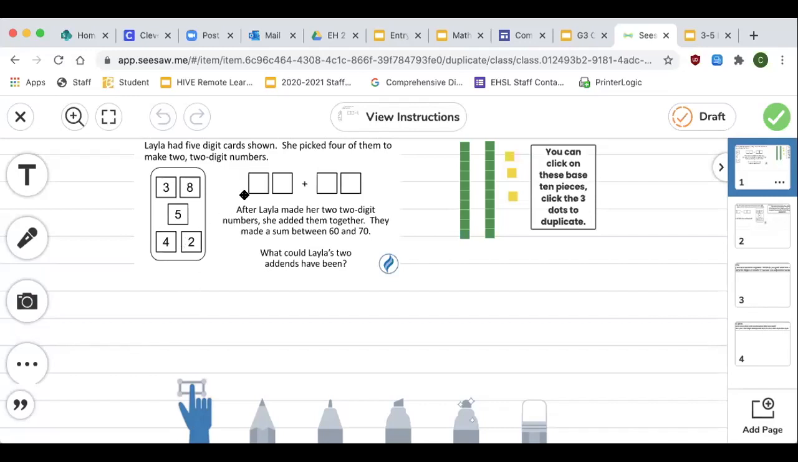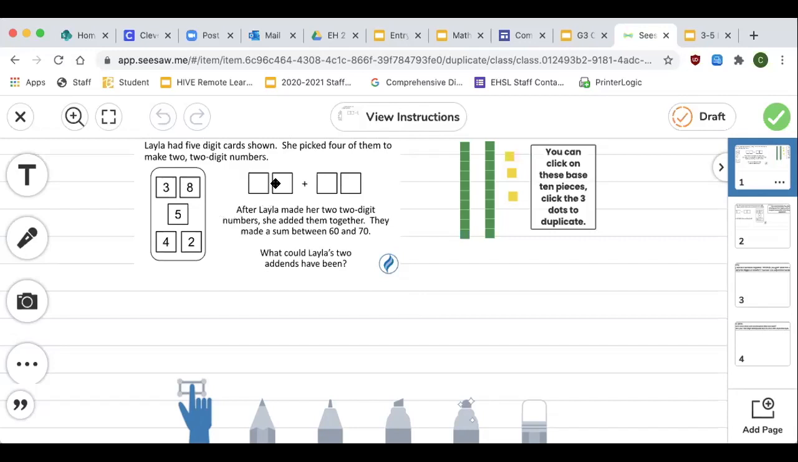So you can choose any of these 4 and you're going to create 2-digit plus 2-digit, okay? After Layla made her 2-digit numbers, she added them together. They made a sum between 60 and 70. So when she added her 2 numbers together, her answer was between 60 and 70. What this wants you to figure out is what could Layla's 2 addends have been?